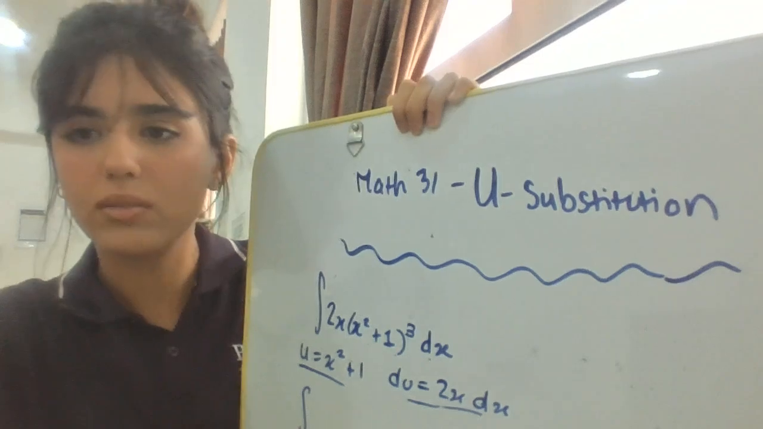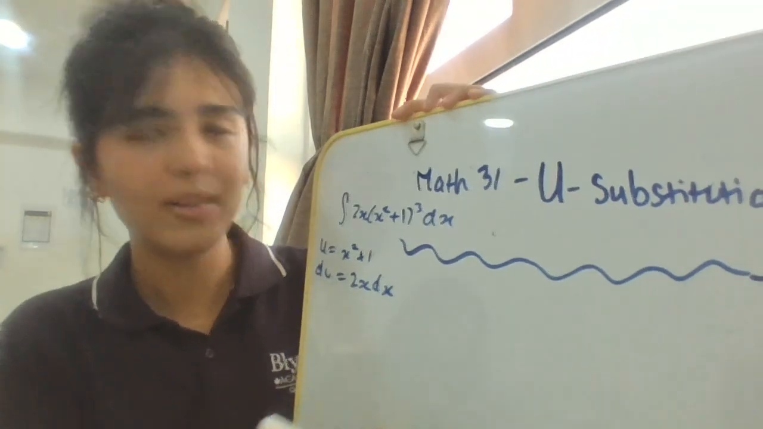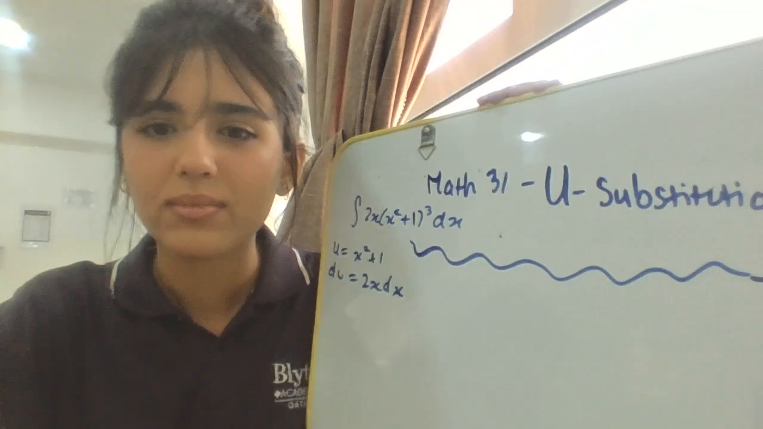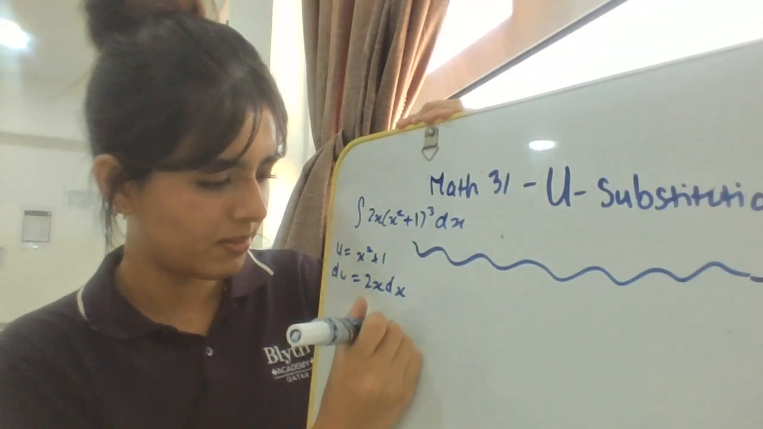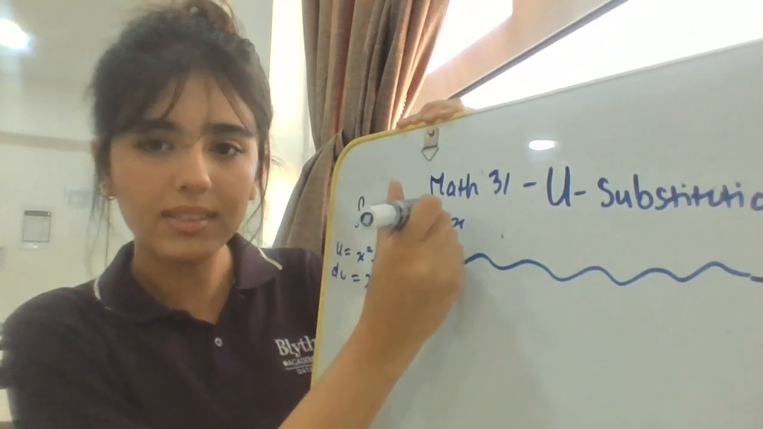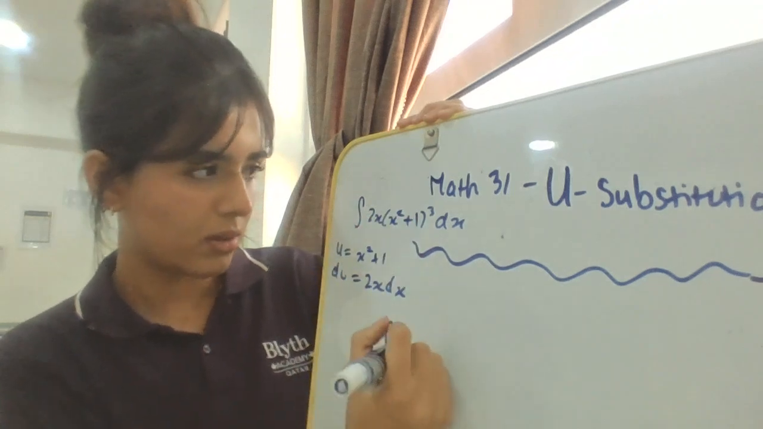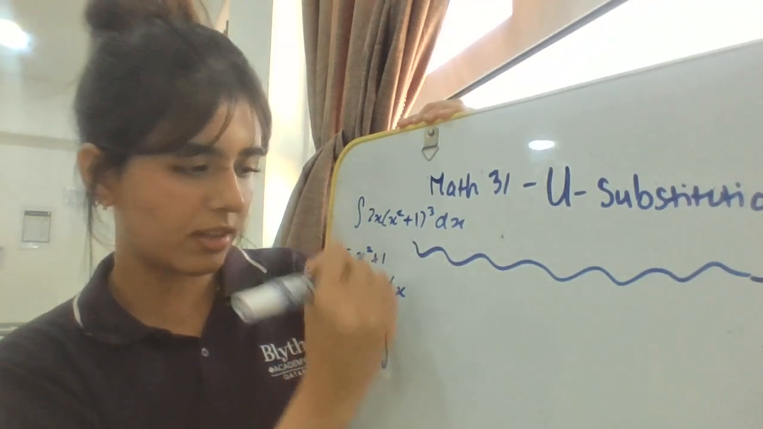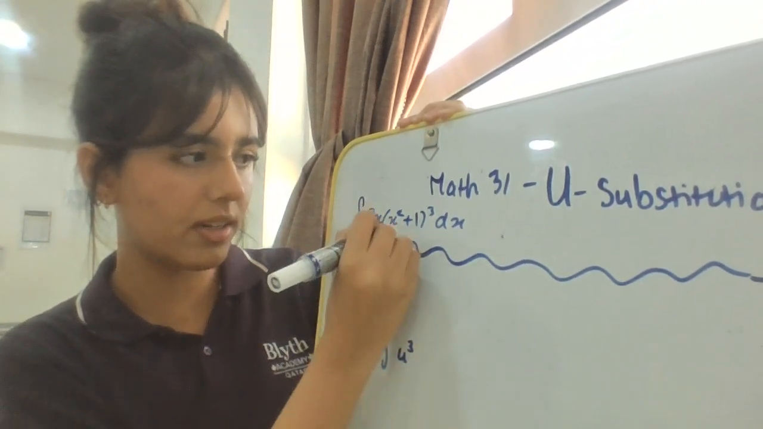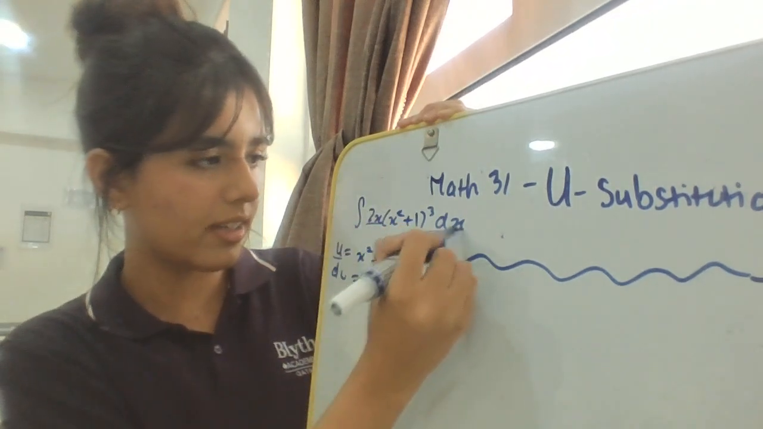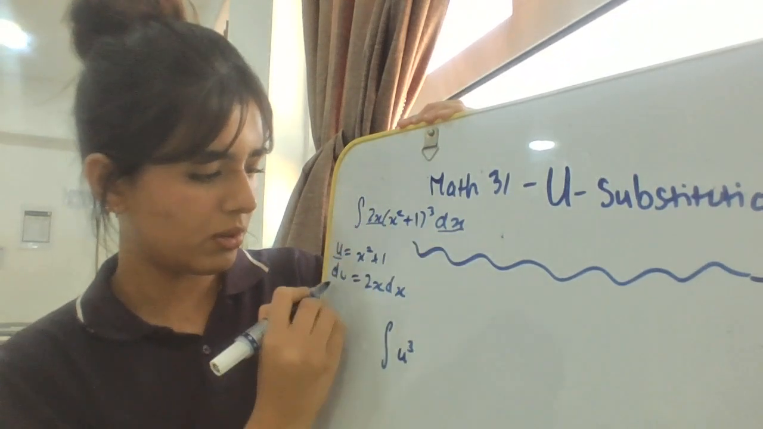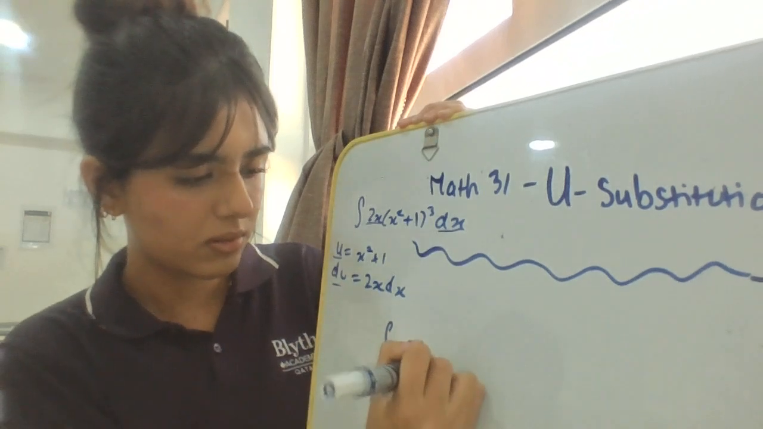Let me erase this. Guys, now you just want to substitute the u back into the integral. Here, whatever has the power, you'll put the u there. So just put u, because it's x squared plus 1, u to the power of 3. The inside is the same as the u. And the outside is 2x dx. It's being multiplied by u, so you'll just put du on its own.